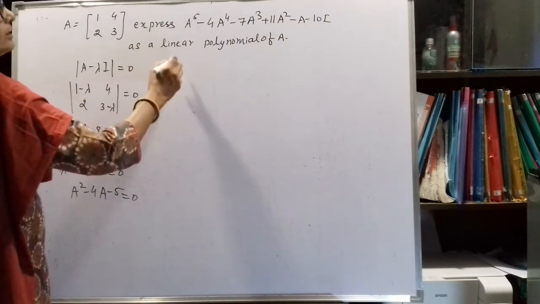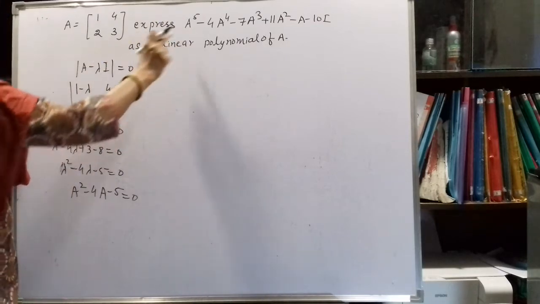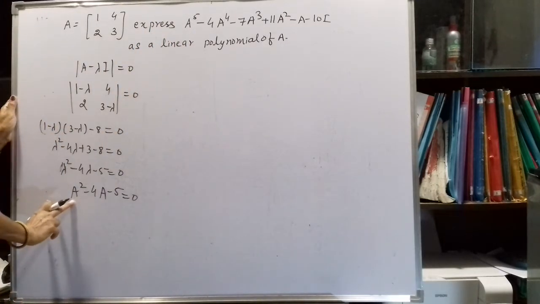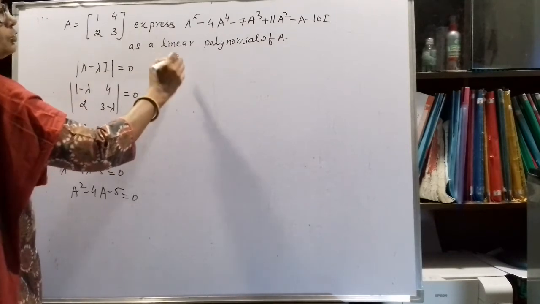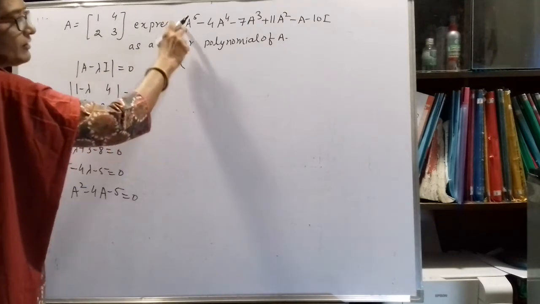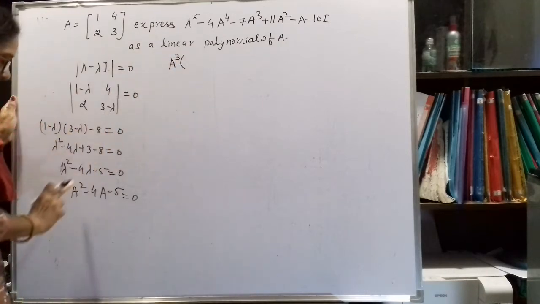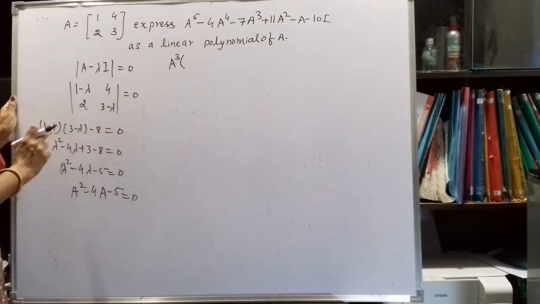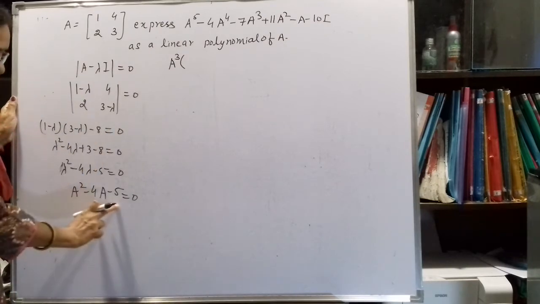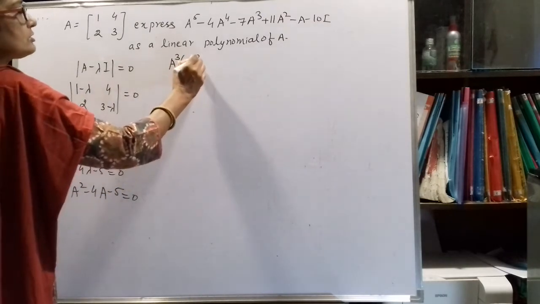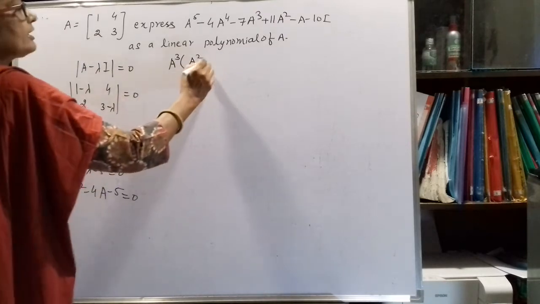So first of all, here the power of A is 5 and the characteristic equation has A square. So we have to write it in the form of A cube into A square, because here the power is 5, so A cube into A square will give A raised to 5. So we take A cube and the remaining expression as it is, without any change, we have to write here.